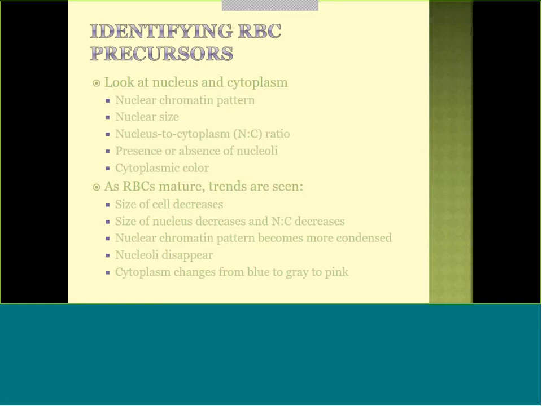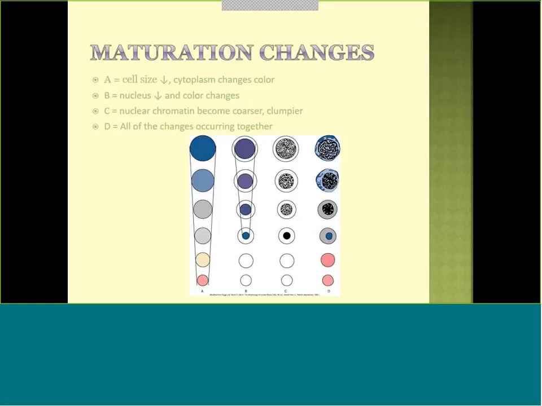So with red cells, here's what we tend to see typically. The size of the cell is going to decrease. Overall, most cells start big and get smaller as they mature. The size of the nucleus also decreases, and then you'll gain more cytoplasm. Your nuclear chromatin will become more condensed, your nucleoli disappear, and then finally you'll have your cytoplasm change colors from basophilic blue to a gray color to finally the pink-red color that we know makes up our red cells. So this is kind of what we're going to see in the red cell line as it matures.